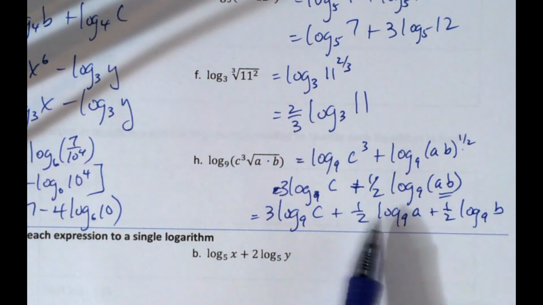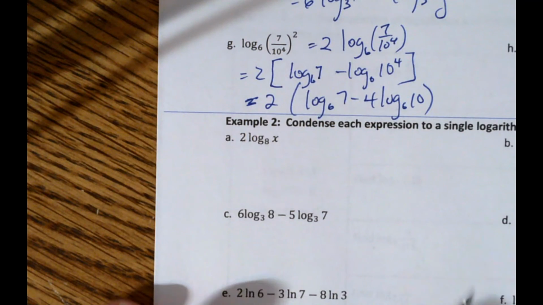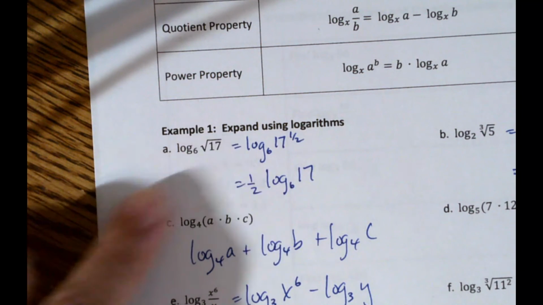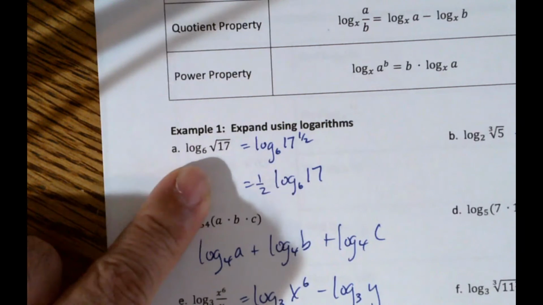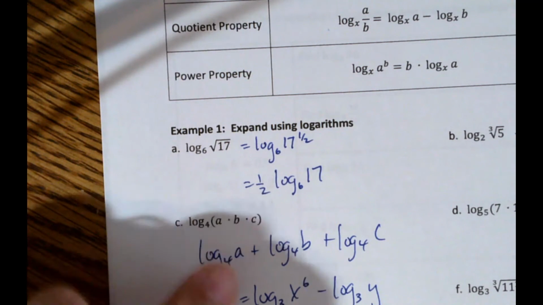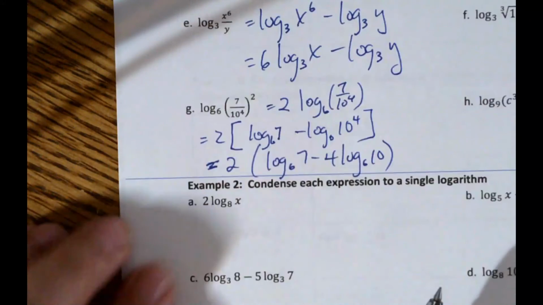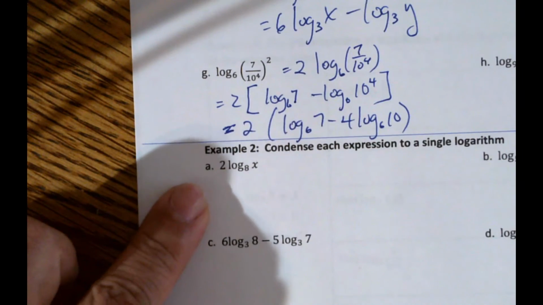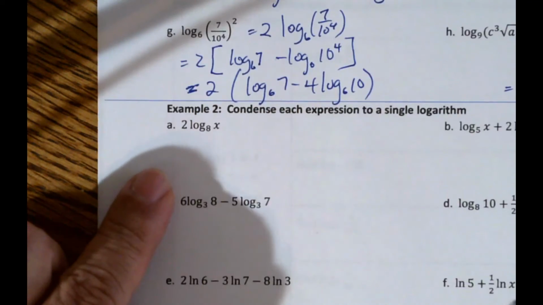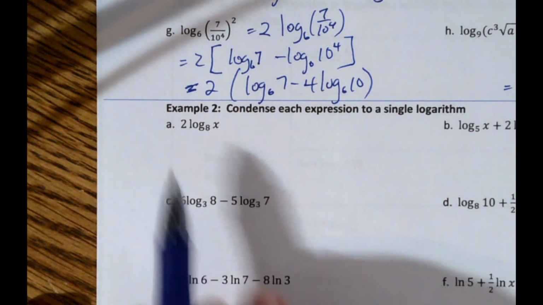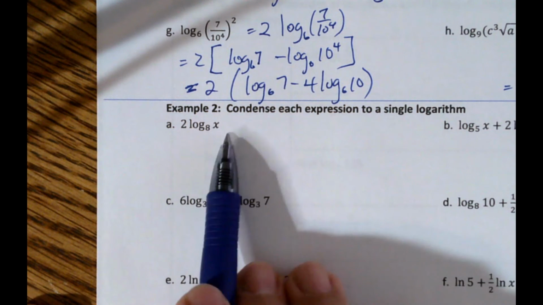Okay, moving on. So this is example 2. We're doing this backwards. So up here, the directions are to expand the logarithms. So we had properties of log here, and we expanded. And when we say expand, we want basically just one thing inside the logarithm. Now here, this is the expanded form, and now we're going to put it into condensed form. Condensed form means you basically just have one log and everything is inside that one log.